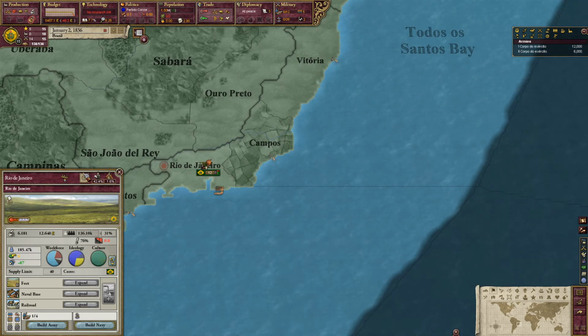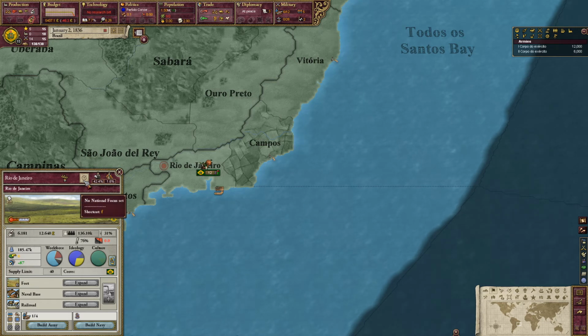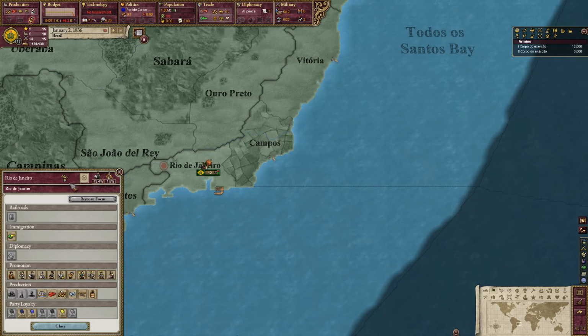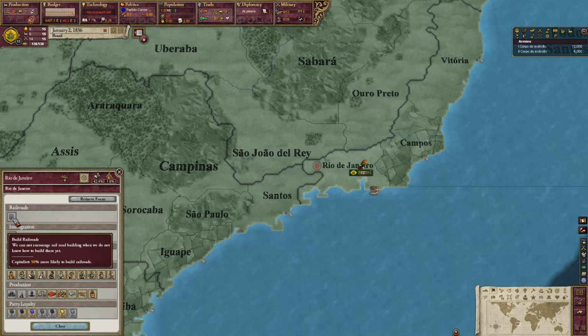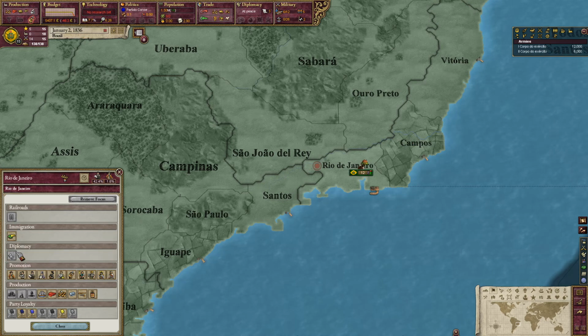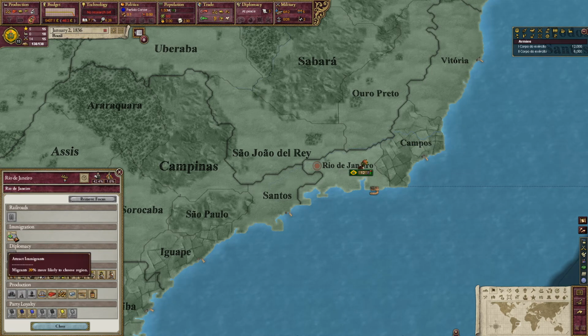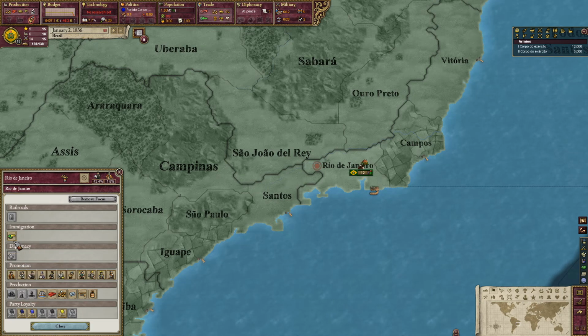Now, right here is going to be the most important thing for us, is our national focus. So we can remove focus, obviously, and we can build railroads. This does not directly build railroads. It makes capitalists more likely to build them. The immigration button, this does not make people more likely to move to our country. It means that of the people moving to our country, they're more likely to pick that state.